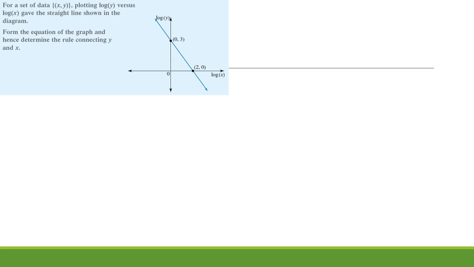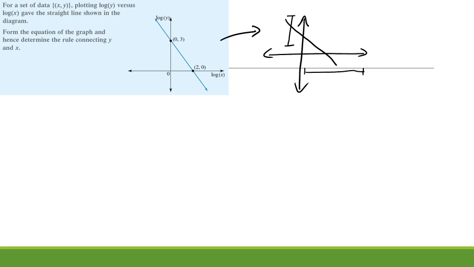Okay, for a set of data, plotting log y versus log x gives us a straight line. So what this actually means is, if we left our original graph as x and y, we would still have a straight line, but the values are really, really big. That's why we use the logarithmic scale. Alright, form the equation of the graph and hence determine the rule connecting y and x.